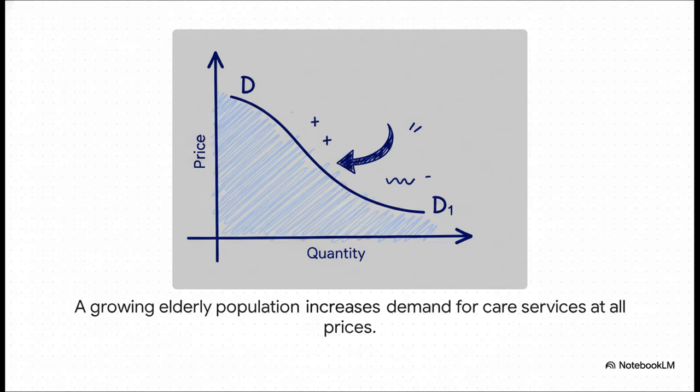So for question A, which asks you to draw a diagram, this right here is what a full marks answer looks like. It's not just about drawing the lines. You have to show the original demand curve, which you label D, shifting to the right to a new position, D1. Your labels are crucial: price on the vertical axis, quantity on the horizontal.